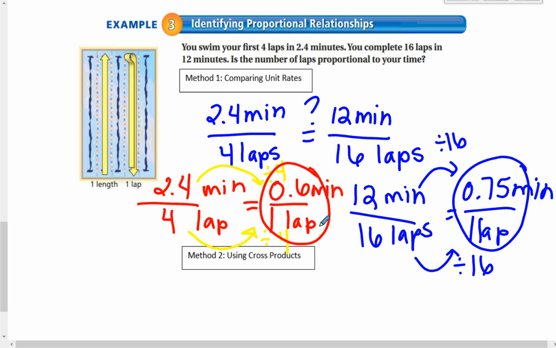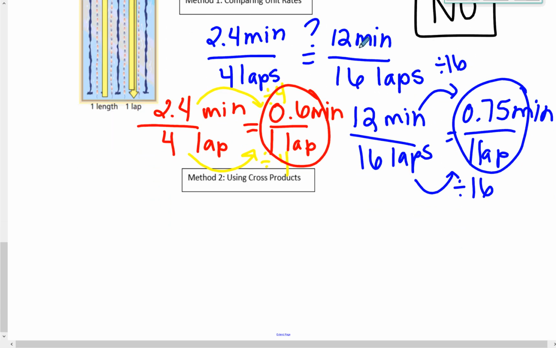Are these two proportionate or proportional? No. If they were, these would be the same. Now that was kind of a lot of work. So I'm going to show you how using these cross products can really save you some time.